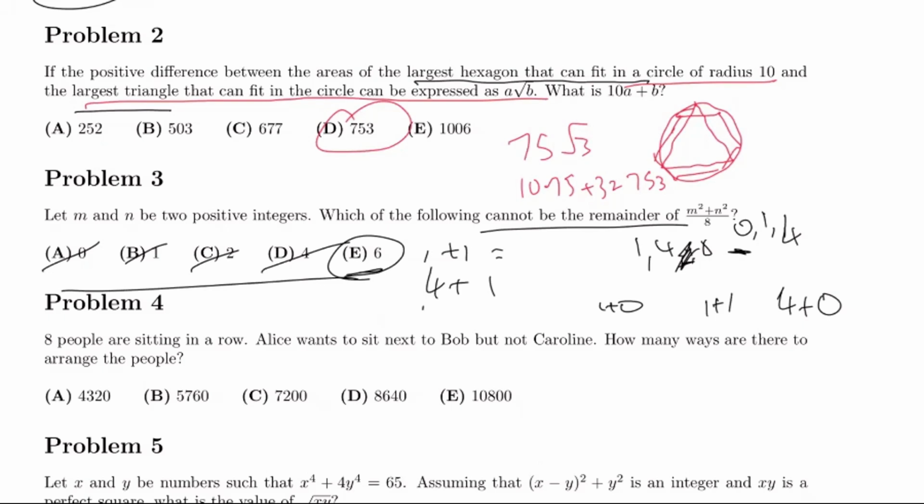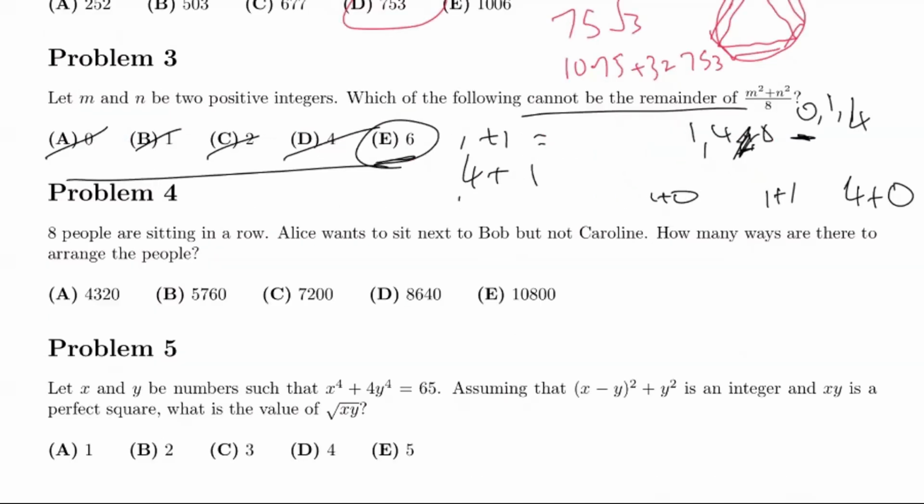Okay, great. Go ahead and try problem number 4. Okay, let's go ahead and go over this. So it says 8 people are sitting in a row. Alex wants to sit next to Bob, but not Caroline. How many ways are there to arrange the people?